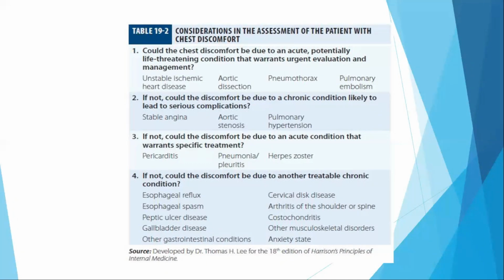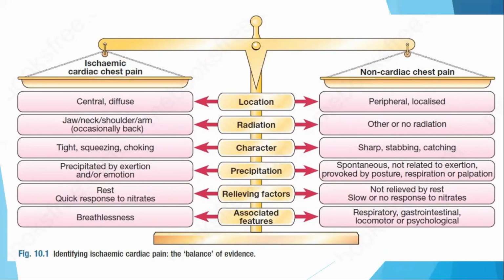This is the difference between the ischemic cardiac chest pain and the non-cardiac chest pain. Where is the location? The ischemic cardiac chest pain is central and diffuse, which radiates to the jaw, neck, shoulder, or arm, occasionally to the back, and is tight and squeezing in character, precipitated by exertion and/or emotion. The relieving factor is rest, with quick response to nitrate, and it is associated with breathlessness.